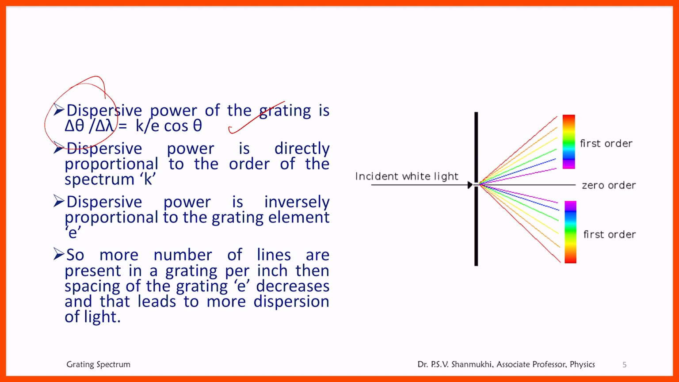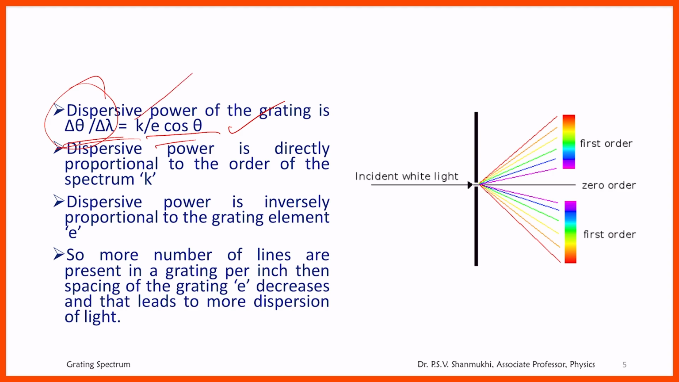This delta theta by delta lambda is called the dispersive power of the grating. How far the instrument deviates the wavelengths or disperses the colors, that is called the dispersive power of the instrument. Here the dispersive power delta theta by delta lambda is given by k by e cos theta. Here we can understand two interesting points. This dispersive power is directly proportional to k. k is the order of the spectrum.